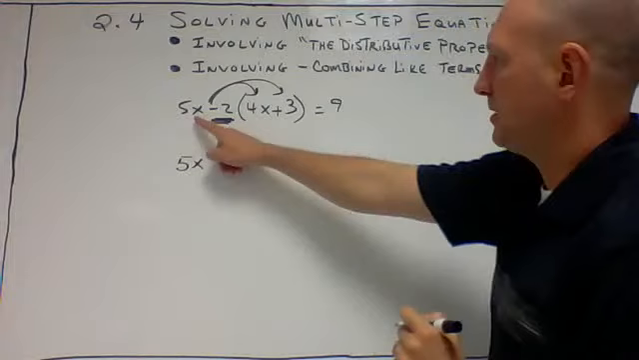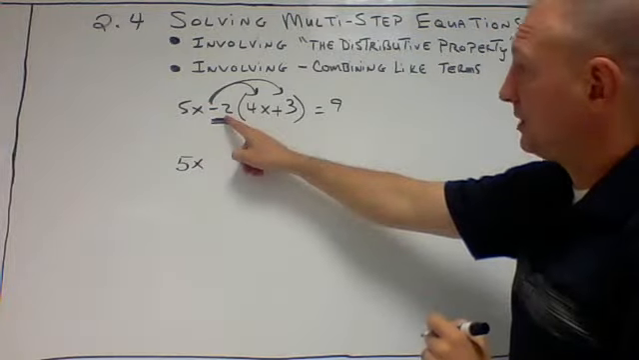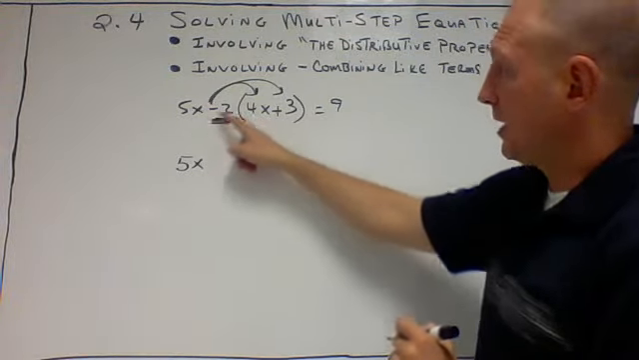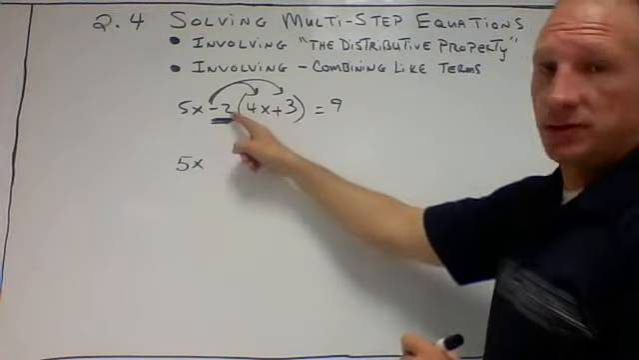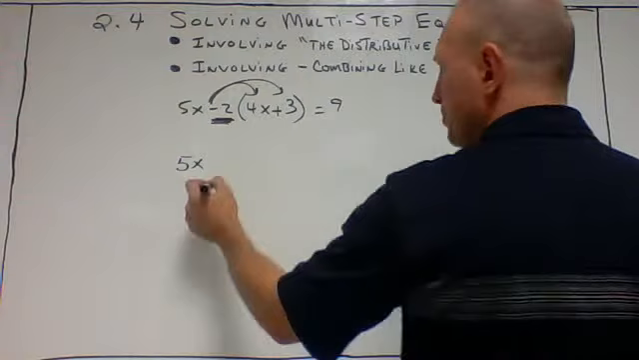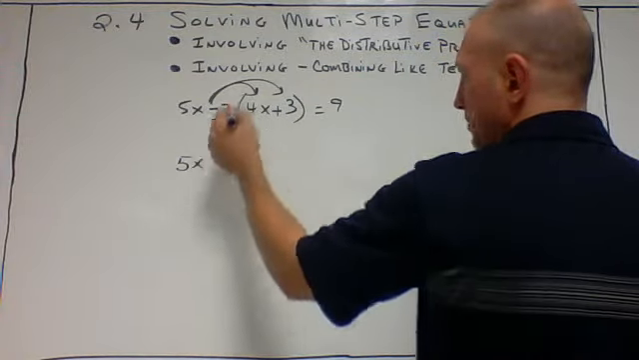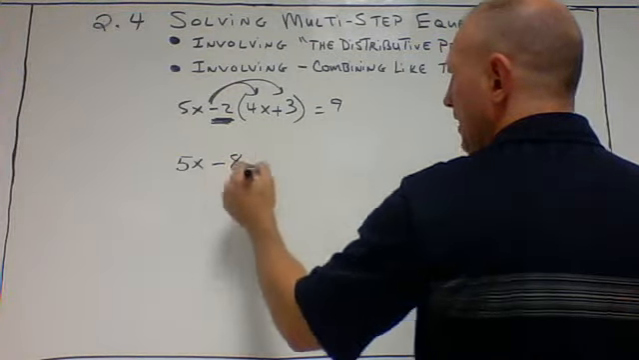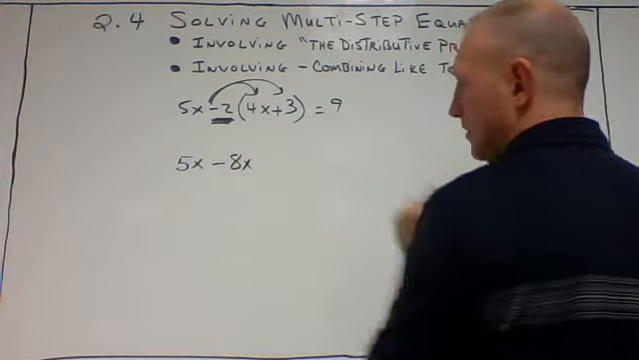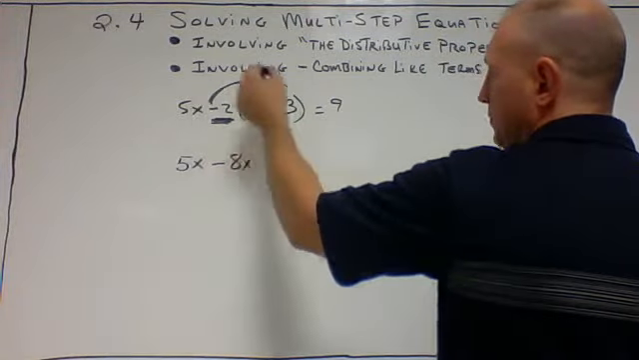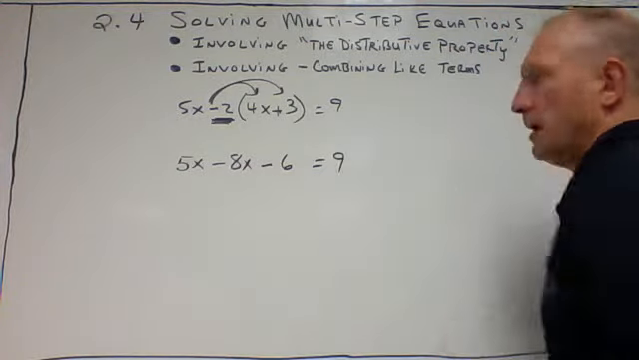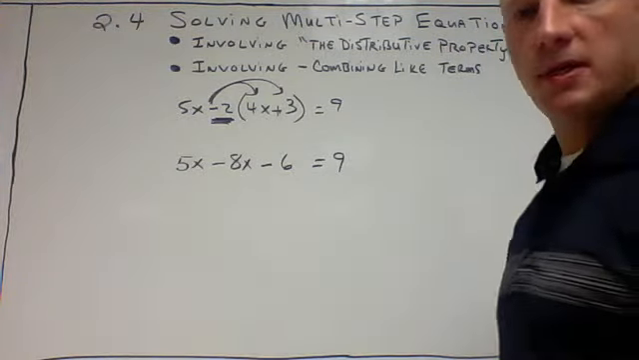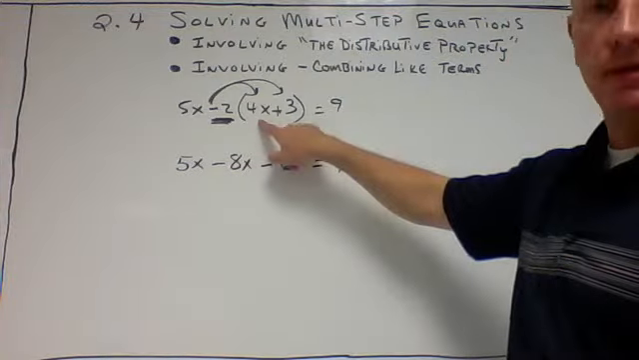I can't put this and this together because order of operations says you can't add or subtract before you multiply. And plus, I can't do that because they're not like terms. So I just bring down the 5x. Negative 2 times positive 4 is going to be negative 8. And then you just tack on the x. And then negative 2 times positive 3 is negative 6 equals 9. So now my parentheses are gone. I already did my distribution.